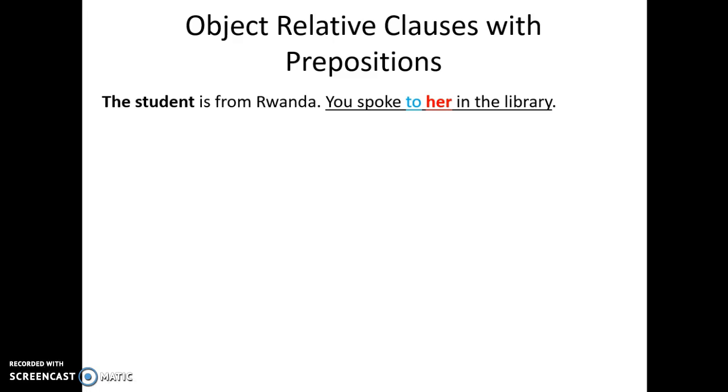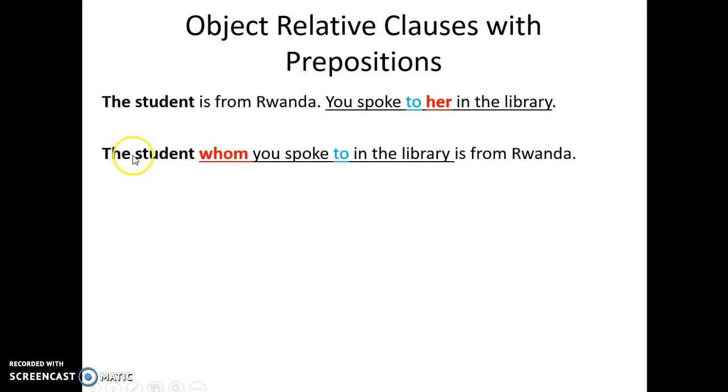Keep that in mind because that's going to be important when we write the final formal version of this sentence with a relative clause. So as usual, we put the second sentence into the first sentence, and we get the student whom you spoke to in the library is from Rwanda. So we moved her to the front of the relative clause, and we replaced her with whom, the relative pronoun. We know that we have to use whom because a student is a person.